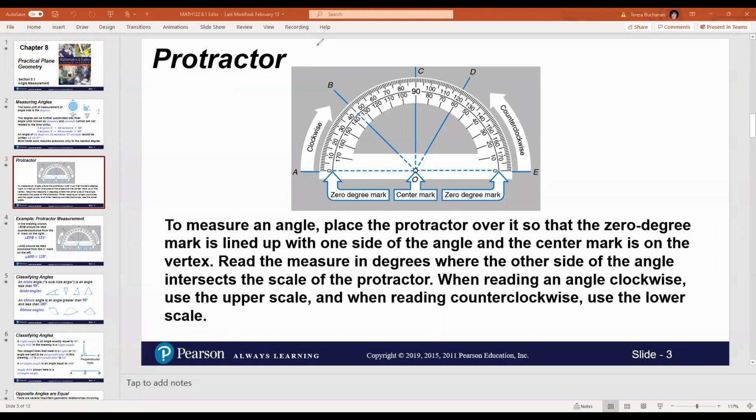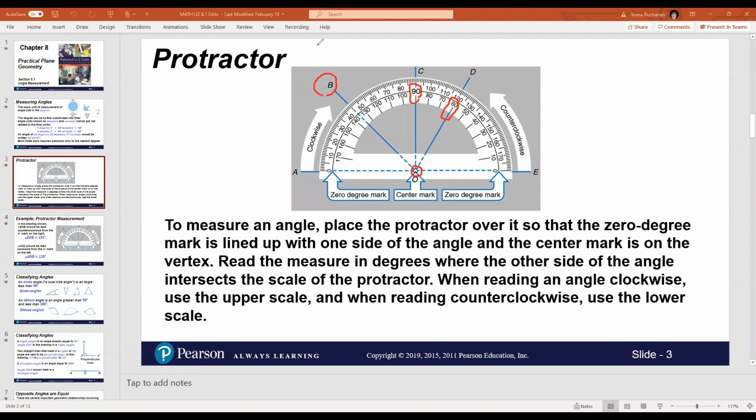To measure that, we would want to line up a center mark on the protractor with the vertex of the angle. And from there, since this angle is less than 90 degrees, we would be measuring on the smaller scale. We'd say that's a 60-degree angle. Angle C, straight up and down, is a 90-degree angle.